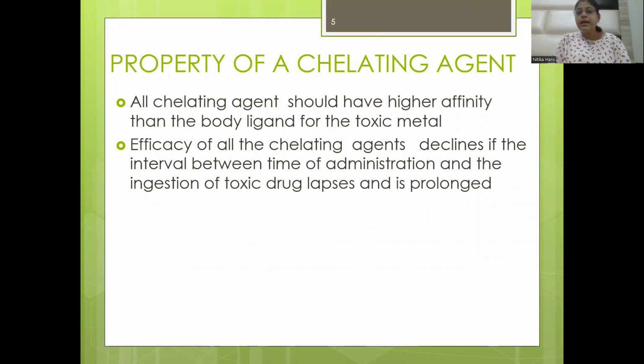The efficacy of all chelating agents declines if the interval between the ingestion of the toxic drug and the administration of the chelating agent is prolonged.